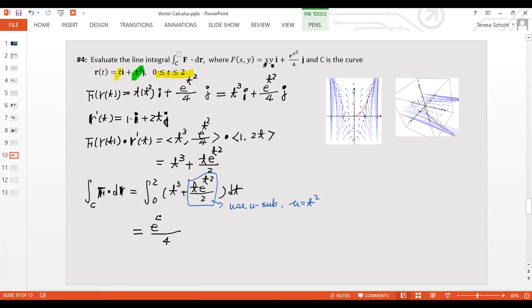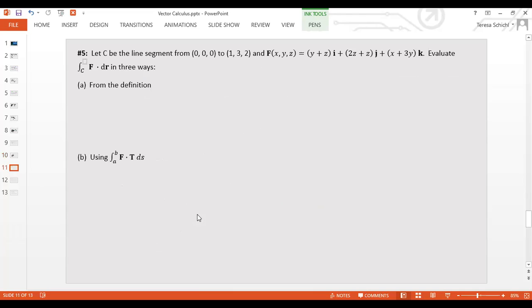So this will be e to the 4th plus 15th here, okay? So that is what we talk about, the line integrals over the vector fields. Okay, so now let's take a look at the next one.